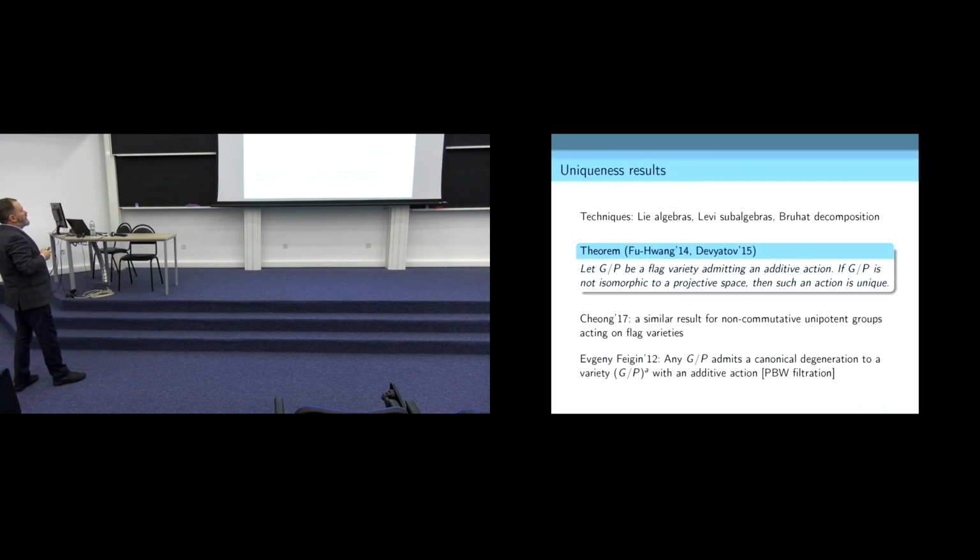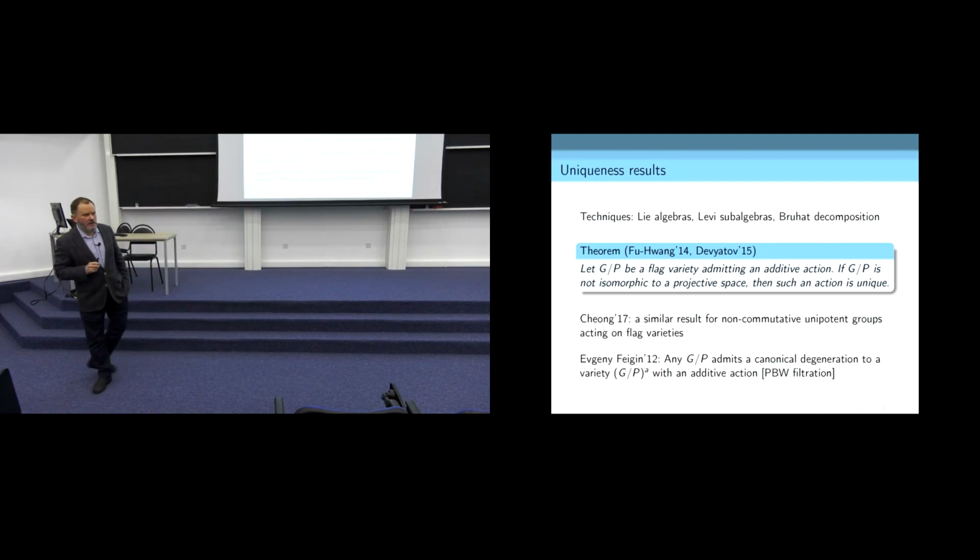Okay, what about the uniqueness? It turns out to be a difficult question. It was addressed in a paper by Fu and Hwang and independently by Rostislav Devyatov. And the answer was surprising. This is an extension of Sharoyko's theorem: the additive action on a flag variety is always unique. The only exception is the case of projective space, when we have many actions by the Hassett-Tschinkel correspondence. In all other cases, we have a unique additive action.